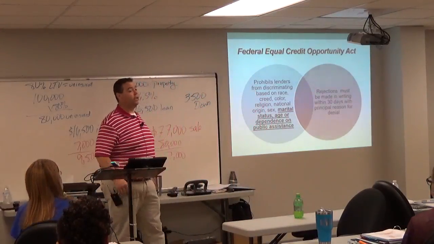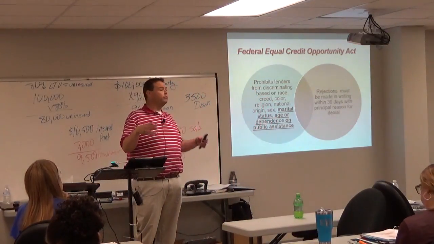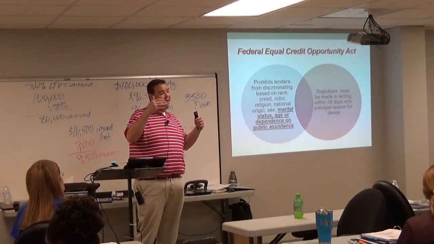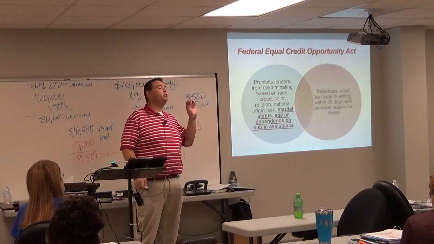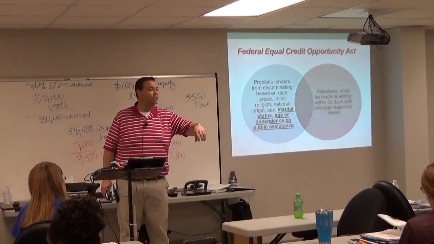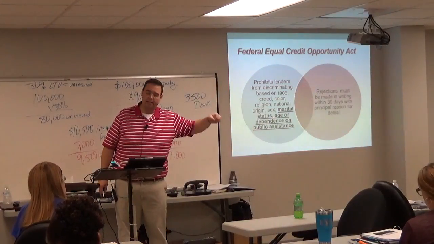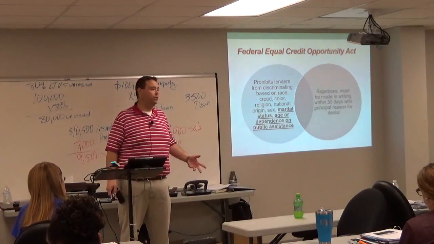You cannot discriminate. You can certainly deny the mortgage if they don't qualify otherwise. We're not saying you have to give them a mortgage. We're simply saying you cannot discount that income. You cannot say, well, we don't count this type of income. That's what that means.